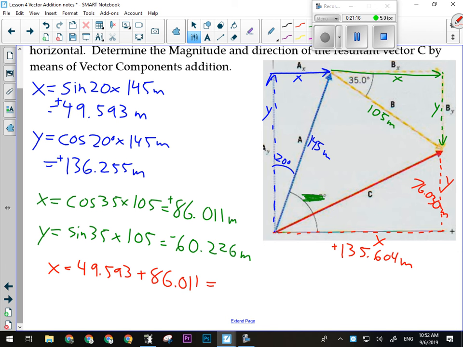Everybody following what I've done so far? Don't be afraid to stop me if you get lost. Now that I have those two sides of my resultant, which happens to be a displacement vector, can I find its magnitude and direction? Yes, I'm going to find its magnitude using the Pythagorean theorem, because I have two sides. I'm going to go a squared plus b squared and get c.